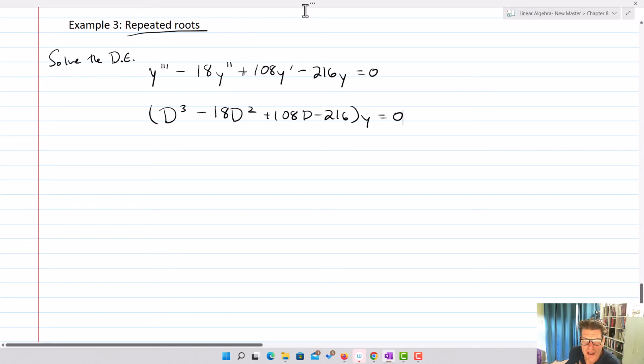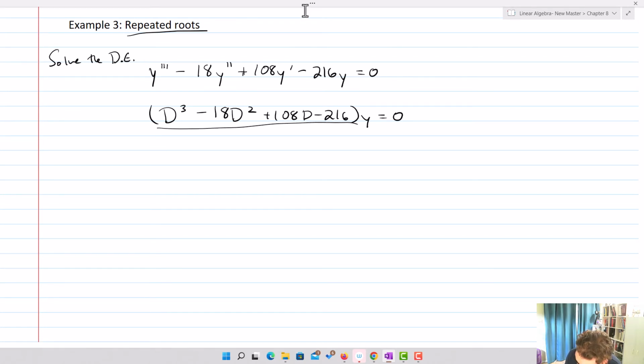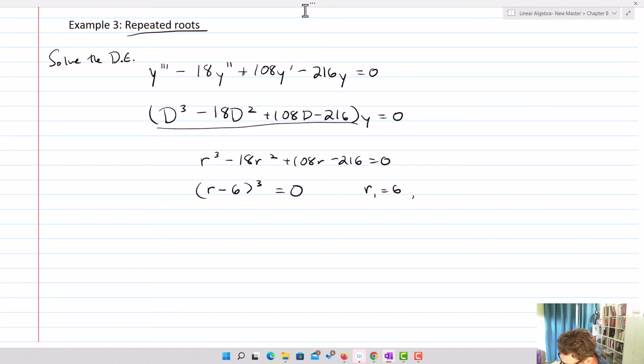And we're now going to rewrite that as the auxiliary equation. P of D is just D cubed minus 18D squared plus 108D minus 216. And we're going to get r cubed minus 18r squared plus 108r minus 216 equals 0. When we factor that, we get (r minus 6) cubed is equal to 0. So what we now have is a repeated root. We've got r1 equals 6, but it has a multiplicity of 3.